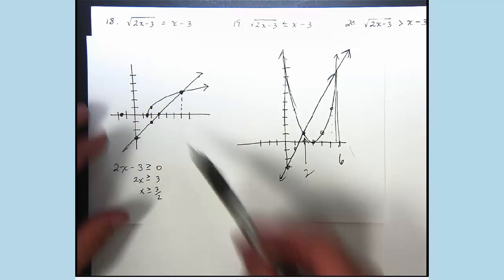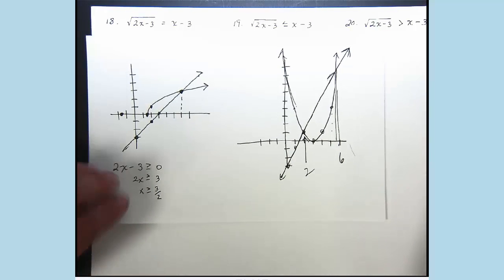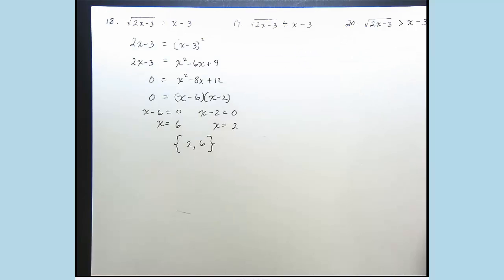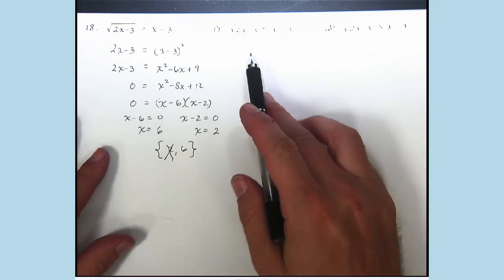Sometimes they'll both work. It'll hit twice. Sometimes you'll just have one intersection. Check your solutions. All right. So 2 is not a solution. Let's go to this part here.